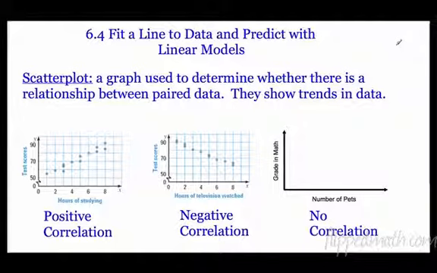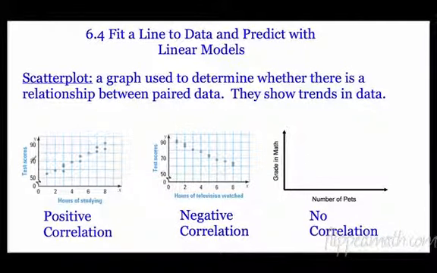First thing we need to talk about is a scatter plot. A scatter plot is a graph used to determine whether there is a relationship between paired data. They show trends in data. If you look over here, we have a scatter plot. Alright, we have hours of studying compared to the test scores.